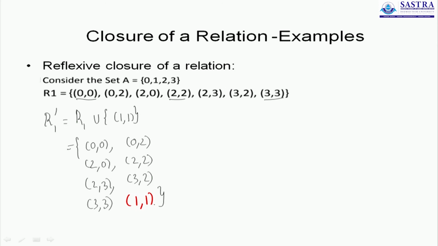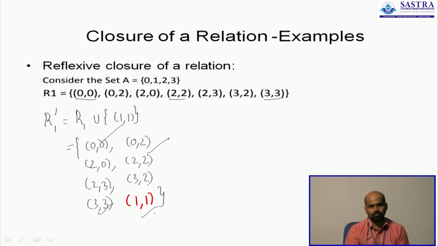Now if you look, R1 dash is reflexive. All elements have been paired up with themselves, and R1 dash is the smallest such relation which satisfies both conditions. R1 dash is the smallest such relation. This is what we refer to as the reflexive closure of R1.